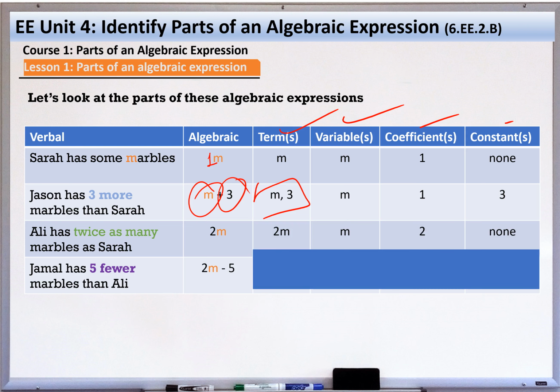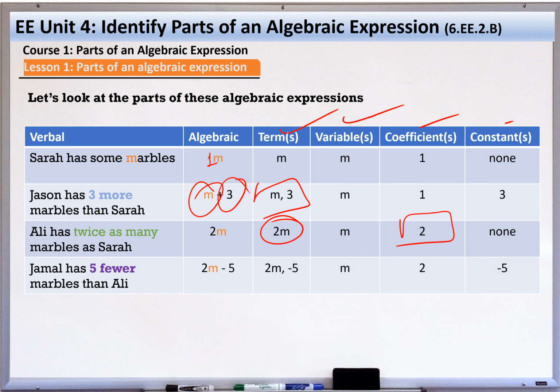For Ali, we have 2 times some number M. That's only 1 term. We're not going to separate that 2 and M. Our variable is M. And in this case, our coefficient is 2 because it's 2 times M. And again, we don't have any constants.